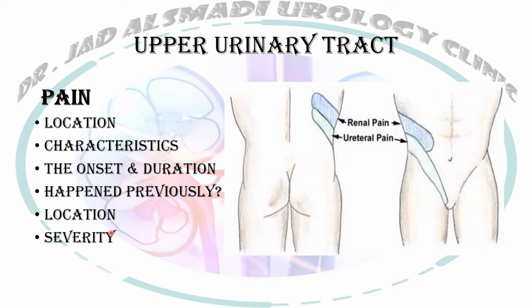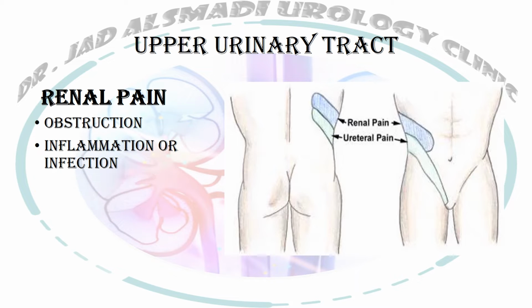The severity also can be evaluated using scales, like asking if the pain is mild, moderate, or severe, or we can use a 1 to 10 scale to assess the severity. Pain in the urinary tract is generally due to either acute distension due to obstruction, or inflammation in the parenchyma of the genitourinary organ, for example, infection. Now, pain arising from the kidney, or renal pain, also can be due to obstruction or inflammation, such as infection.